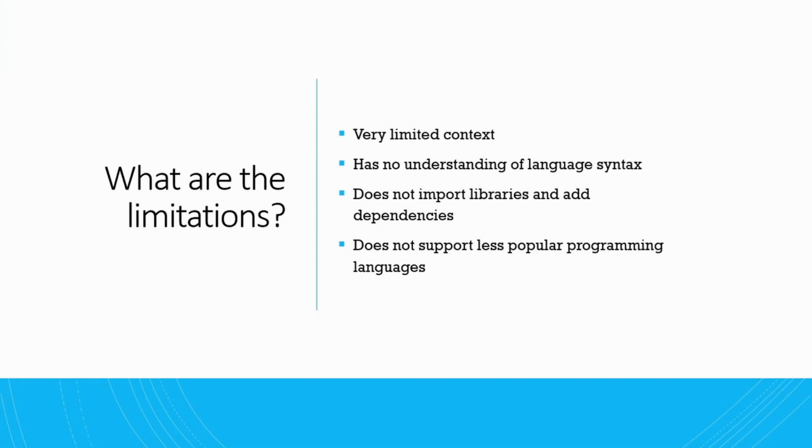GitHub Copilot does not support less popular programming languages. GitHub Copilot was trained using publicly available source code. This made it really good with mainstream programming languages such as Python, JavaScript, TypeScript, Ruby, Go, C#, and C++. When using less popular programming languages, however, GitHub Copilot will be much less helpful simply because there is not enough source code available in these languages to learn from.